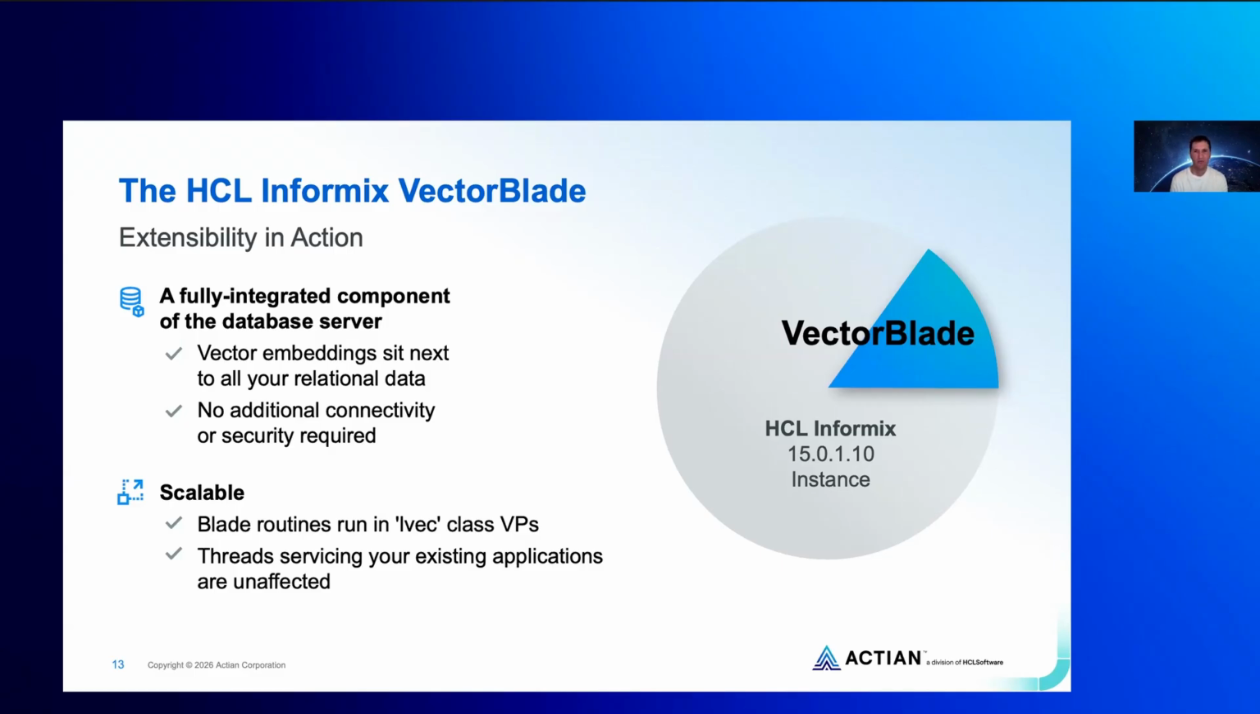But as a convenience, we've also included in the blade a UDR called lvector_embed, which will take an lvarchar as an argument and go out to OpenAI, embed that string, and return a vector with 1,536 dimensions. The only prereq is that you have an OpenAI API key and provide that key to IDS with a new configuration parameter. Next slide, please.